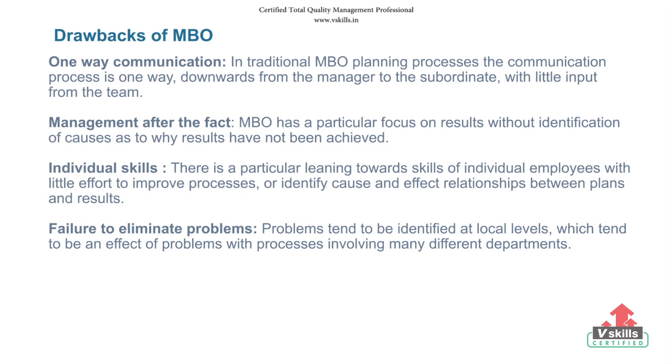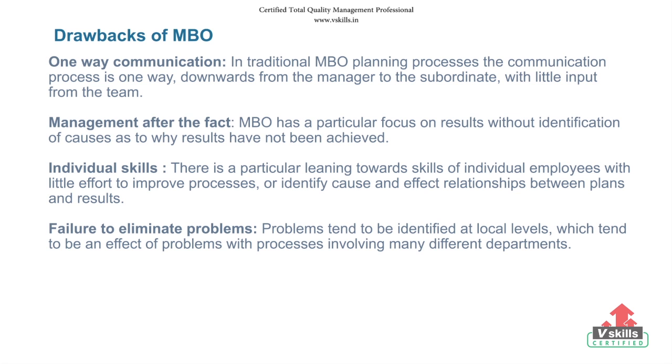Since the objectives are often set and approved by top management and cascaded vertically down the organization, this leads to specific problems such as one-way communication. In traditional MBO planning processes, the communication process is one-way downwards from the manager to the subordinate with little input from the team. This generates plans, goals, and targets which can be unrealistic in execution.